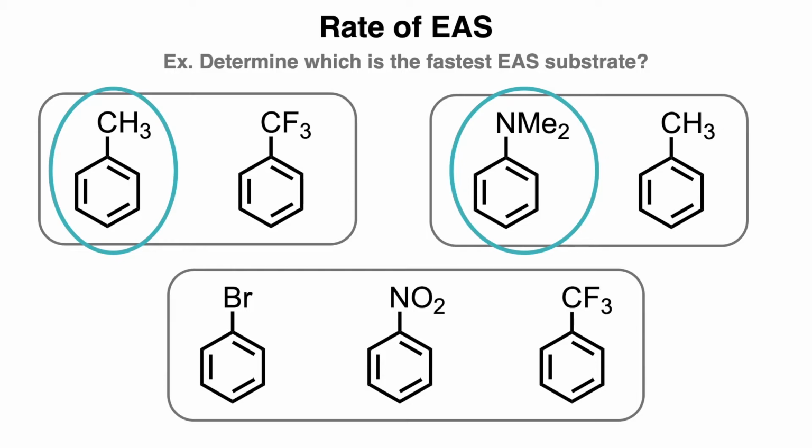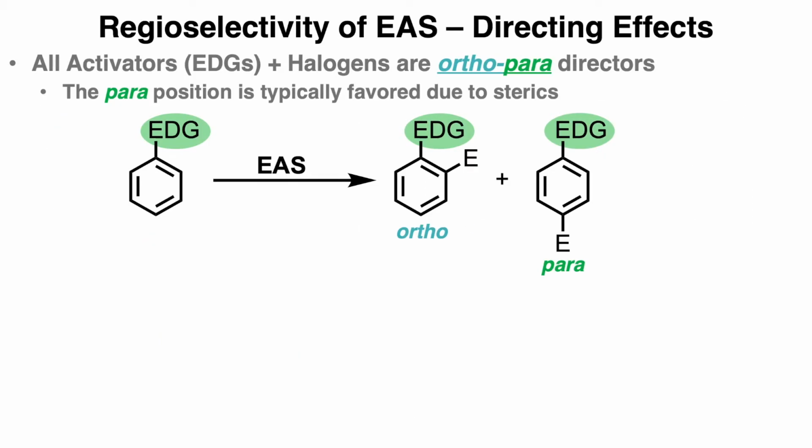Now if we look at the group of molecules at the bottom, bromine is a weak deactivator, NO2 is a strong deactivator, and CF3 is a strong deactivator as well. Although all 3 are considered to be deactivators, bromine is the weakest deactivator, making it the fastest EAS substrate within this group of molecules.